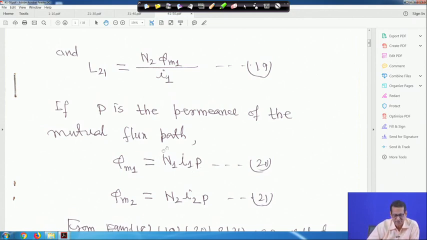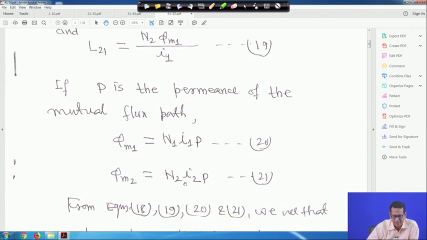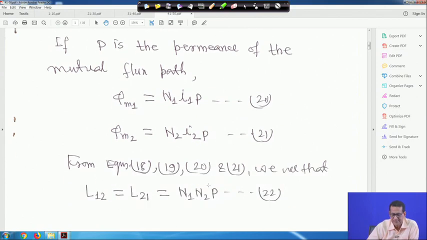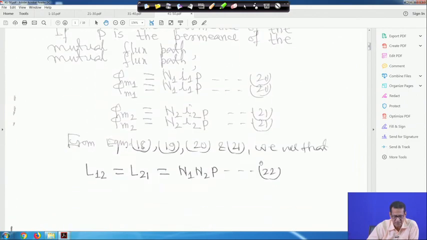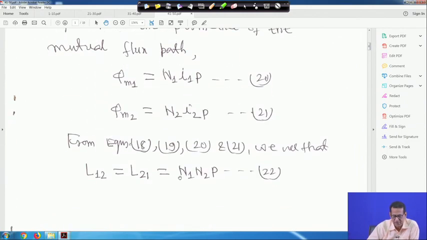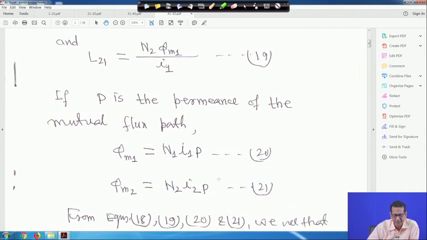In terms of P, the permeance of the mutual flux path, we can write phi M1 is equal to N1 I1 into P. Similarly, phi M2 is equal to N2 I2 into P, right. Now if you use equations 18, 19, 20 and 21, you will get L12 is equal to L21 is equal to N1 N2 into P, right.